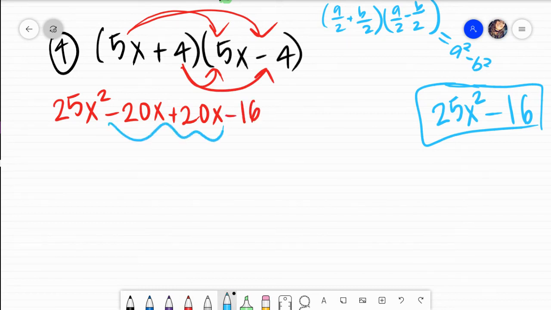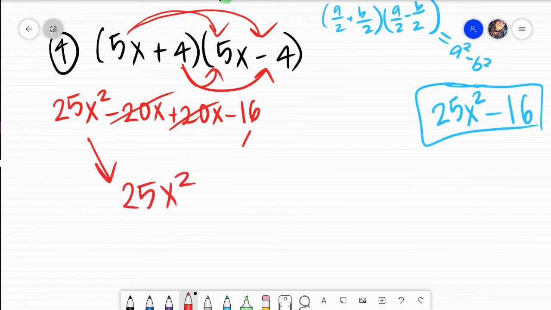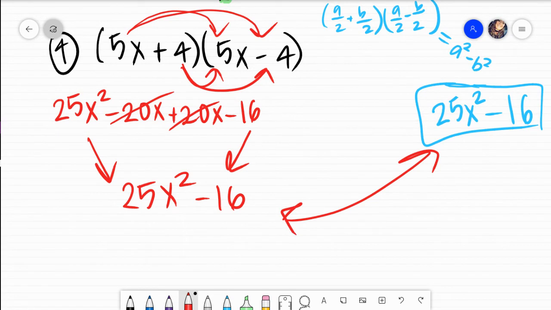What do you notice right here? Additive inverse is right. Same exact term, different sign. That means they cancel. They go away. I mean, signs are different. Subtract. What do you get? 20 minus 20 is 0. 0 times x is 0. Like it goes away. So what do we have left, y'all? We have a 25x squared, and we have a negative 16. Are those the same? Yes, they are.